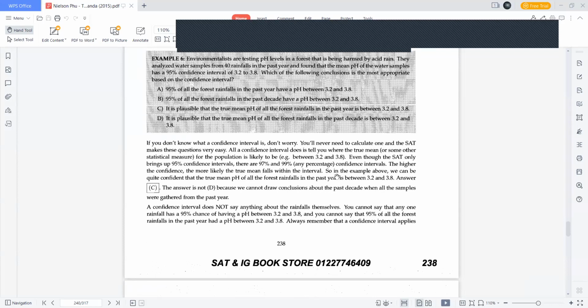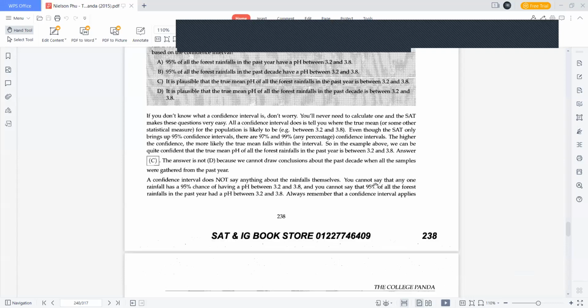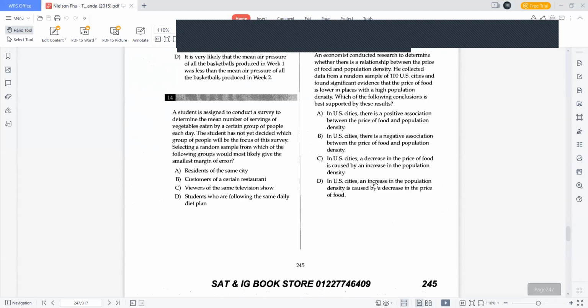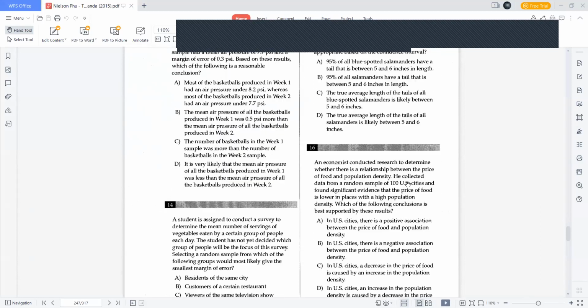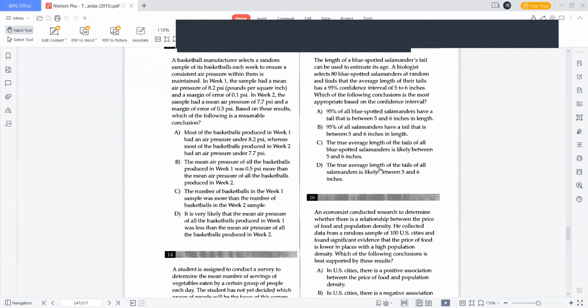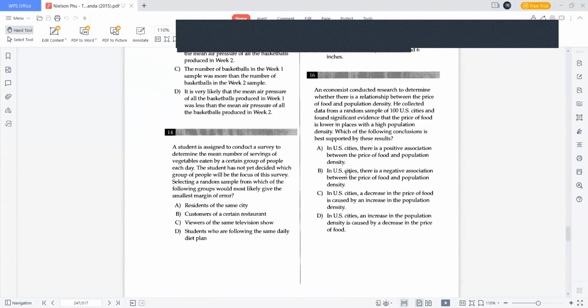So in the example above, we can be quite confident that the true mean pH for all forest rainfalls in the past years is between 3.2 and 3.8. So going off that, the answer is C: the true average length of the tails of all blue-spotted salamanders is between 5 and 6 inches.